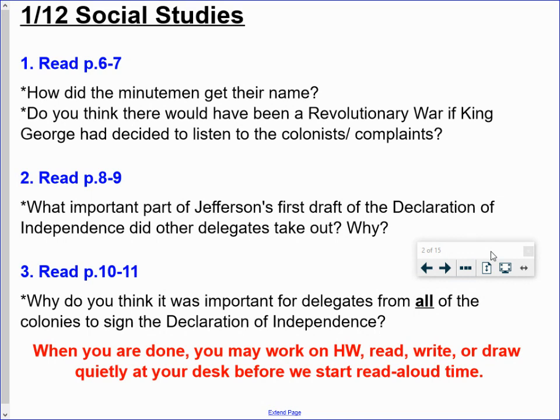With your partner, you'll start at number 1, read page 6 and 7. Once you're done reading page 6 and 7, in your notebooks, both of you, you'll work together on your answers, but you're each going to write them down. You're going to answer both of those questions. So the first one says, how did the Minutemen get their name? And the second one says, do you think there would have been a Revolutionary War if King George had decided to listen to the colonists and their complaints?